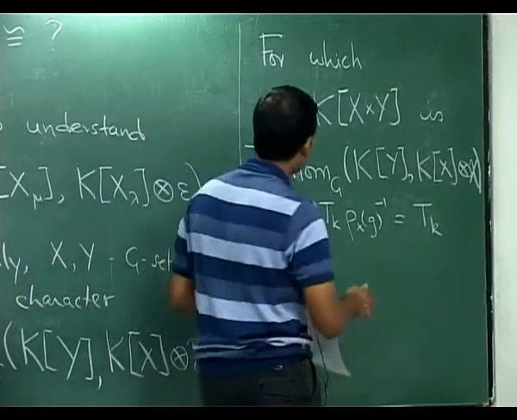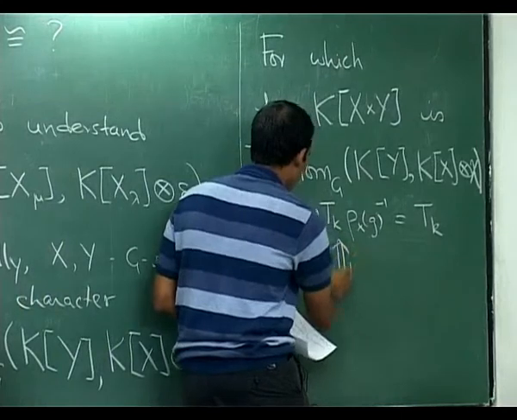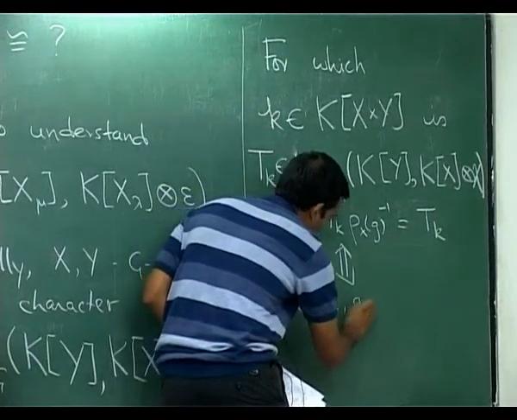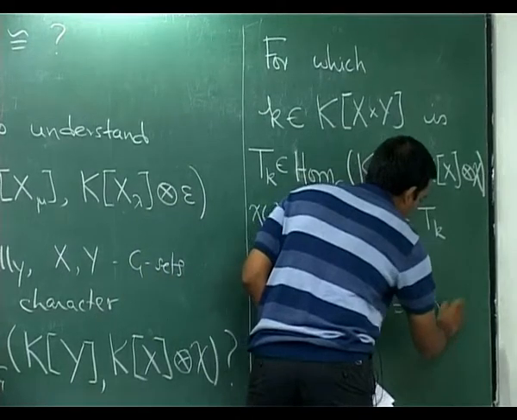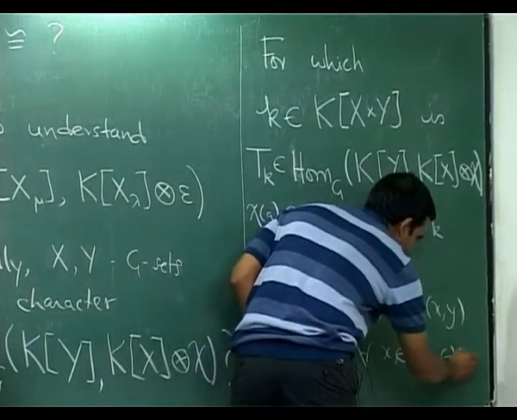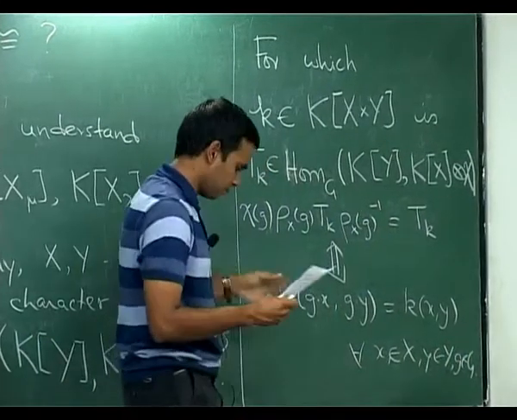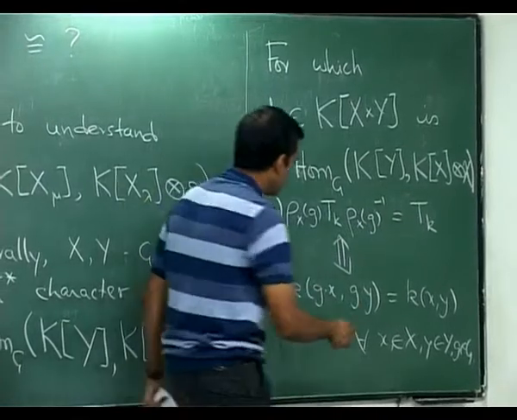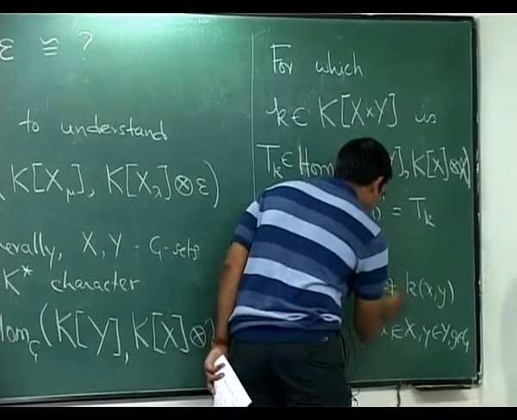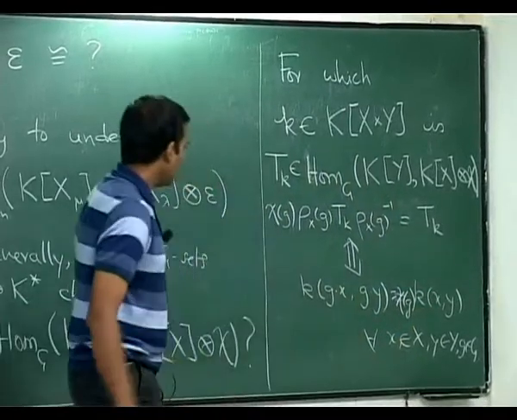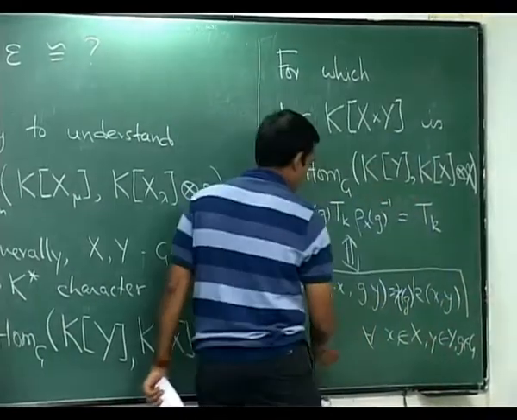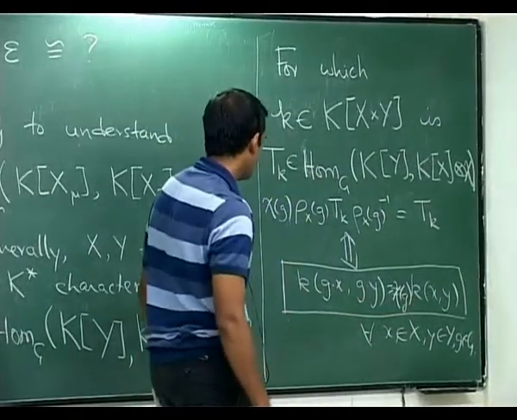And last time we got that this is true if and only if, well, without this chi, this was true if and only if k(g.x, g.y) was equal to k(x, y) for all x in X, y in Y, and g in G. Well, something's got to change a bit, but the calculation is the same. What you will get is here a factor of chi(g), maybe, so k(gx, gy) is chi(g) k(x, y). A slight twisting of the earlier condition.